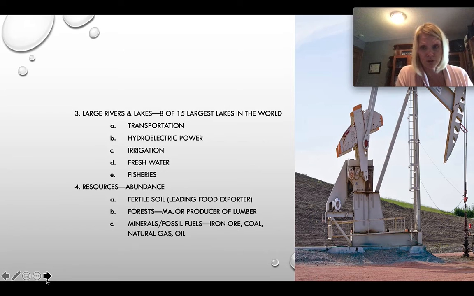We have really fertile soil. The United States is the leading food exporter here in the Midwest. We feed the world. I mean, really, we feed the world. We export a lot of food to keep the world from going hungry. We have a lot of forest that's diminishing, but we're trying to actively keep up our forest because we are a major producer of lumber.